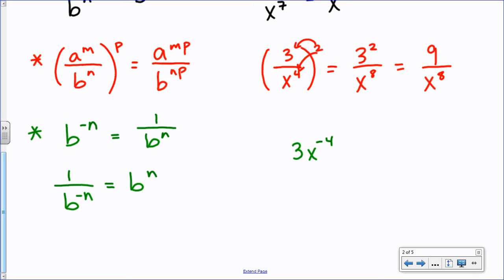So I see I have a negative exponent, so I'm going to have to move the base. What is the base? X, not 3. 3 is separate from x. So the only part that moves is the x. This 3 stays put, so the 3 will stay on top. Once you move it, the exponent becomes positive.